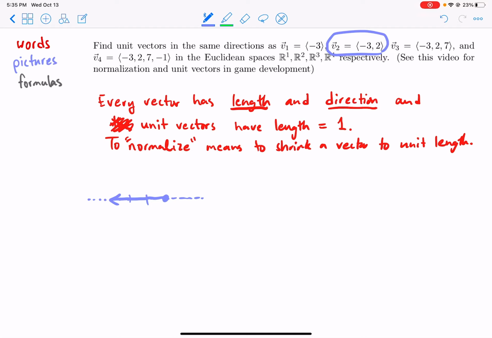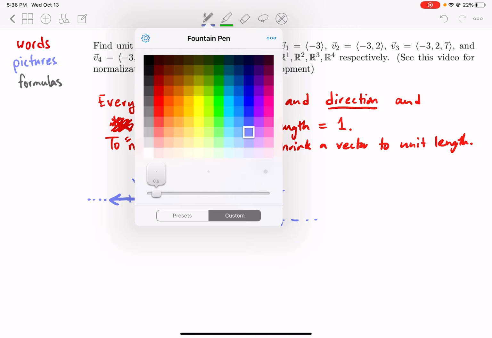So this is V1. And now V2 lives in a 2-dimensional space, and it goes left by 3 and then up by 2. So I'll just sort of roughly sketch it. This is V2. And I'll write it as a column. Okay. And then I'm not going to do any more pictures than that, because the other ones are harder. So now I'll just do formulas.